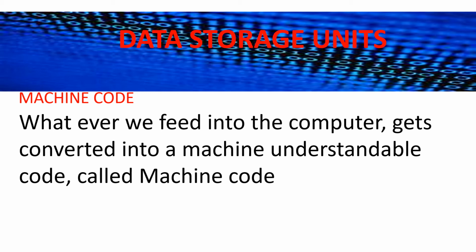Now when we feed the data into the computer, it gets converted into a machine understandable code. It's called machine code. A computer can only understand the language of ones and zeros. So the data gets changed into ones and zeros, and these ones and zeros are the machine code.